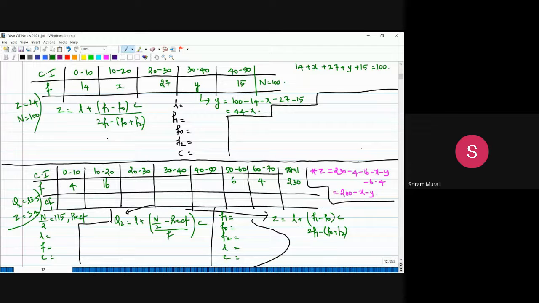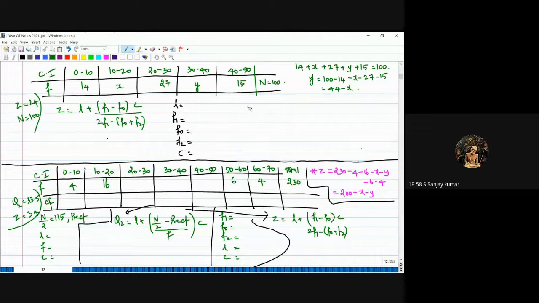Do you agree? You know sigma f is n. So 14 plus x plus 27 plus y plus 15 is equal to 100. What should be y? y is equal to 100 minus 14 minus x minus 27 minus 15. So this is equal to 44 minus x. Have you understood? Yes, sir.